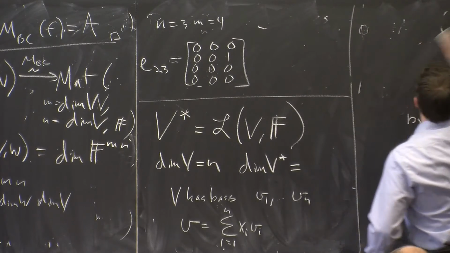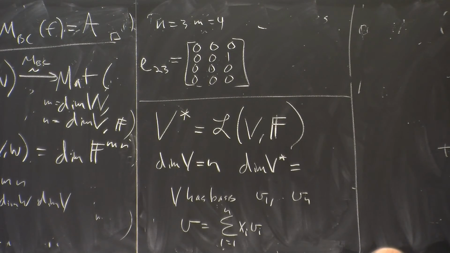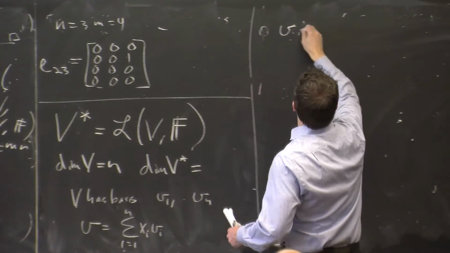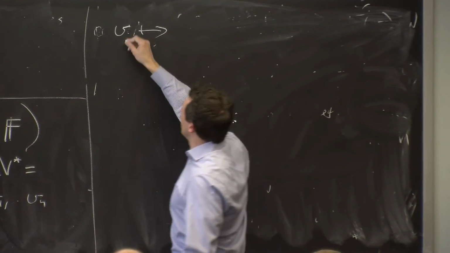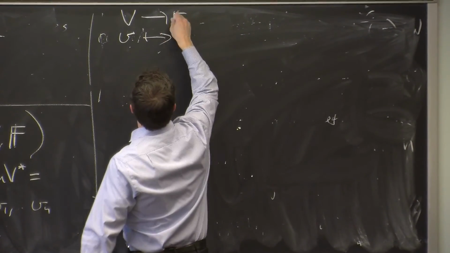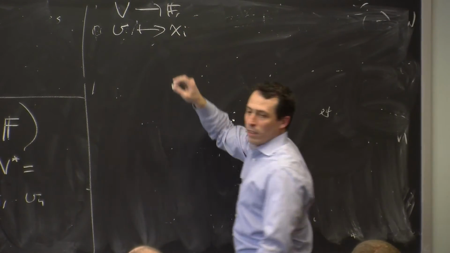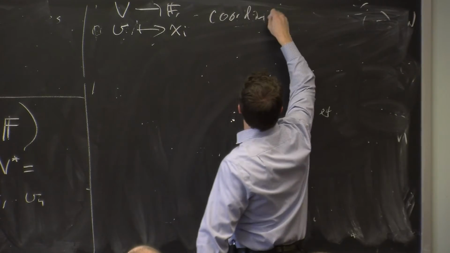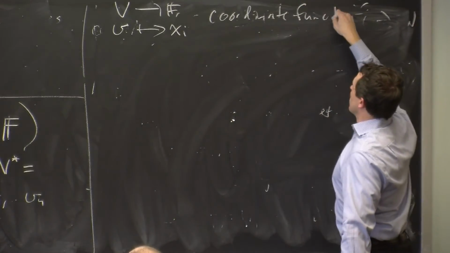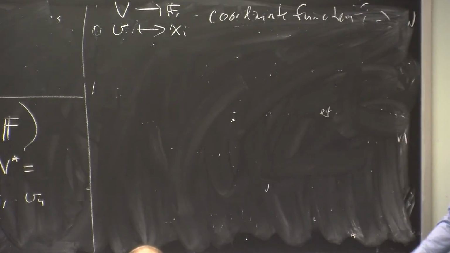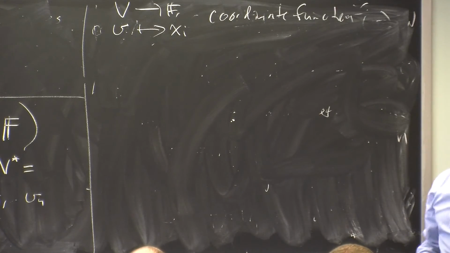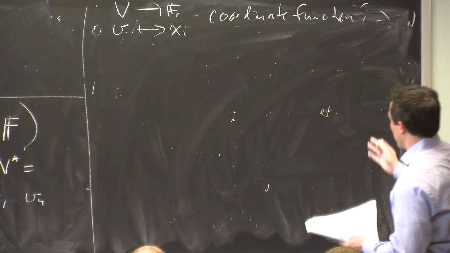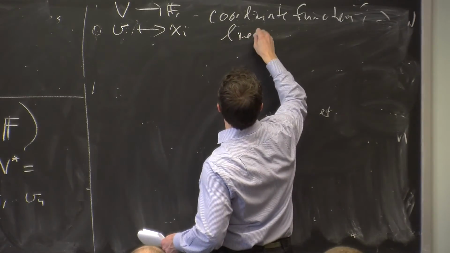And I can then think of these x_i's as something that eats an element of V and spits out an element of the field. This is a coordinate function. Right? The map that takes a vector and tells you its ith coefficient. That's a coordinate function, and that's in fact a linear map.